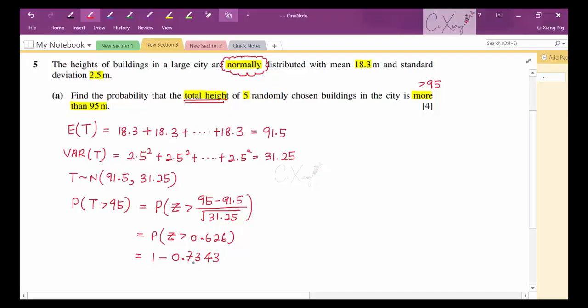This is the value given in the table, which represents the area smaller than 0.626. We are looking for larger now, therefore I have to take 1 minus, and I will get 0.2657. Changing it to 3 significant figures, we have 0.266 as the final answer. So this is how we calculate the probability for the total height of 5 buildings in this case.